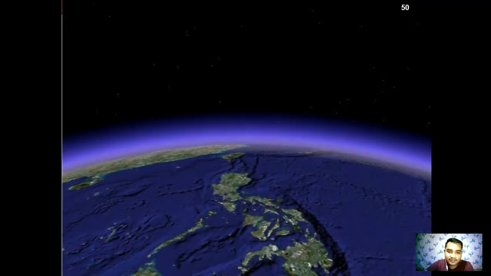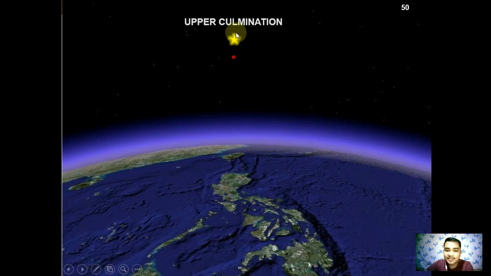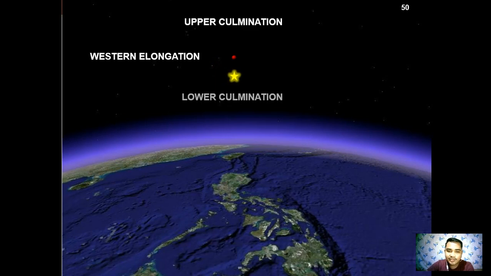So in the Philippine setting, let's say this is the North Pole, and we have here the Polaris. Si Polaris, pag naa siya sa taas sa North Pole, ginatawag na siya upper culmination. At that point, ang tawag sa Polaris is naa siya sa western elongation, and pag mapadulong na siya sa ubos, south of the Polaris is what we call lower culmination, and pag moabot siya sa east, so that's what we call eastern elongation.